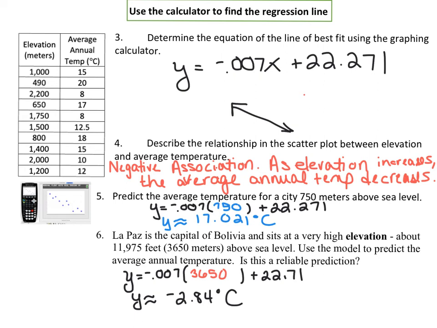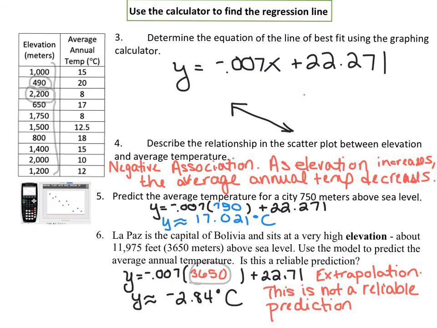And here's how you can kind of tell. This value of 3,650, I want to compare it to my other X values, okay? How does that compare? Well, it is much, much bigger. It's outside the interval. My smallest X value is 490, and my largest that I see is 2200. 3650 is large. So this is an example of what we call extrapolation. And with extrapolation, you don't get reliable estimates because you have no idea if the pattern is going to continue the way you presently see it. So I'm stating that this is not a reliable prediction.